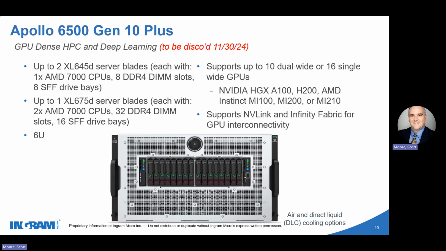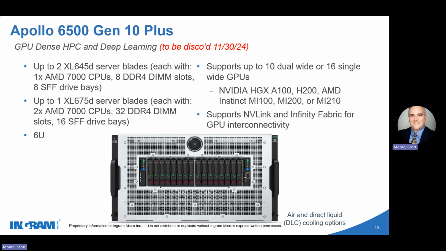Now, the 3rd generation of Apollo servers I want to talk about are also compute dense servers, like the Apollo 2000. This is the Apollo 6500 Gen 10 Plus. I mentioned it's compute dense like the Apollo 2000, but the Apollo 2000 was CPU compute dense. The Apollo 6500 Gen 10 Plus is actually GPU compute dense. I should mention it is also going to be discontinued in October of 2024.